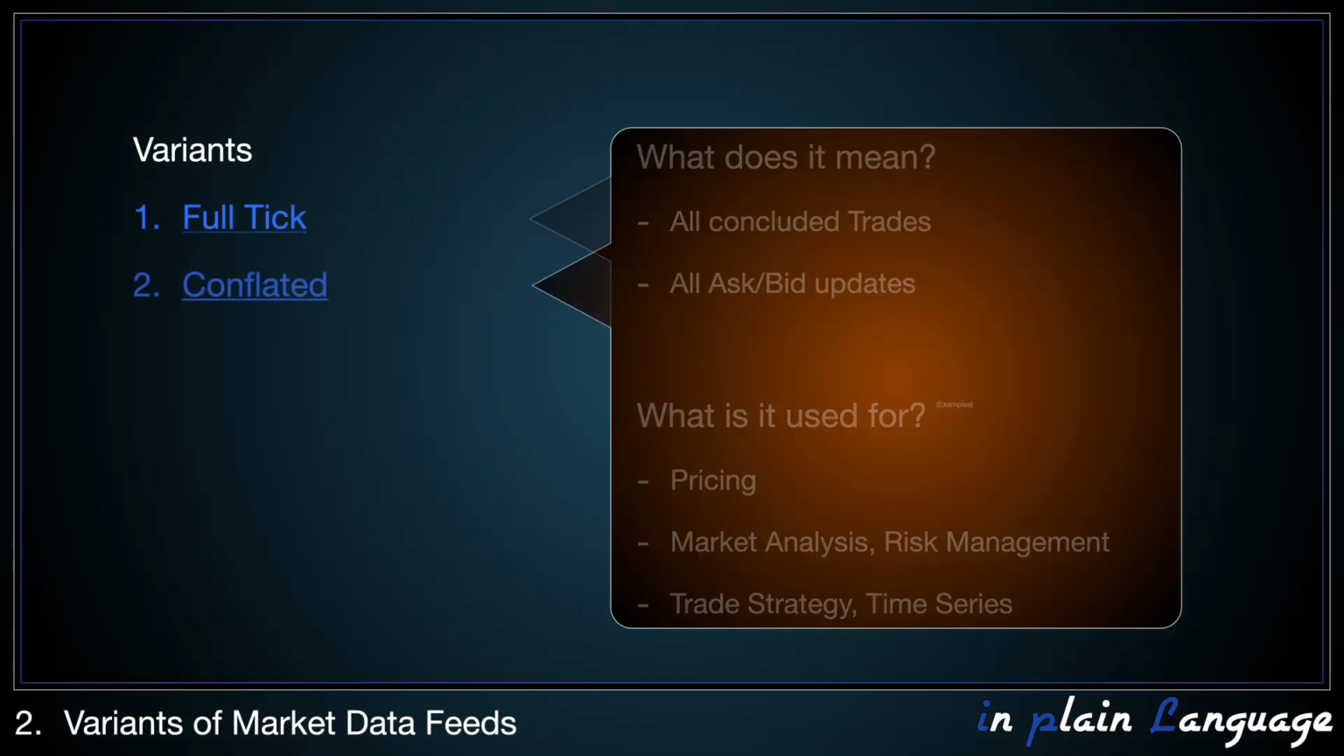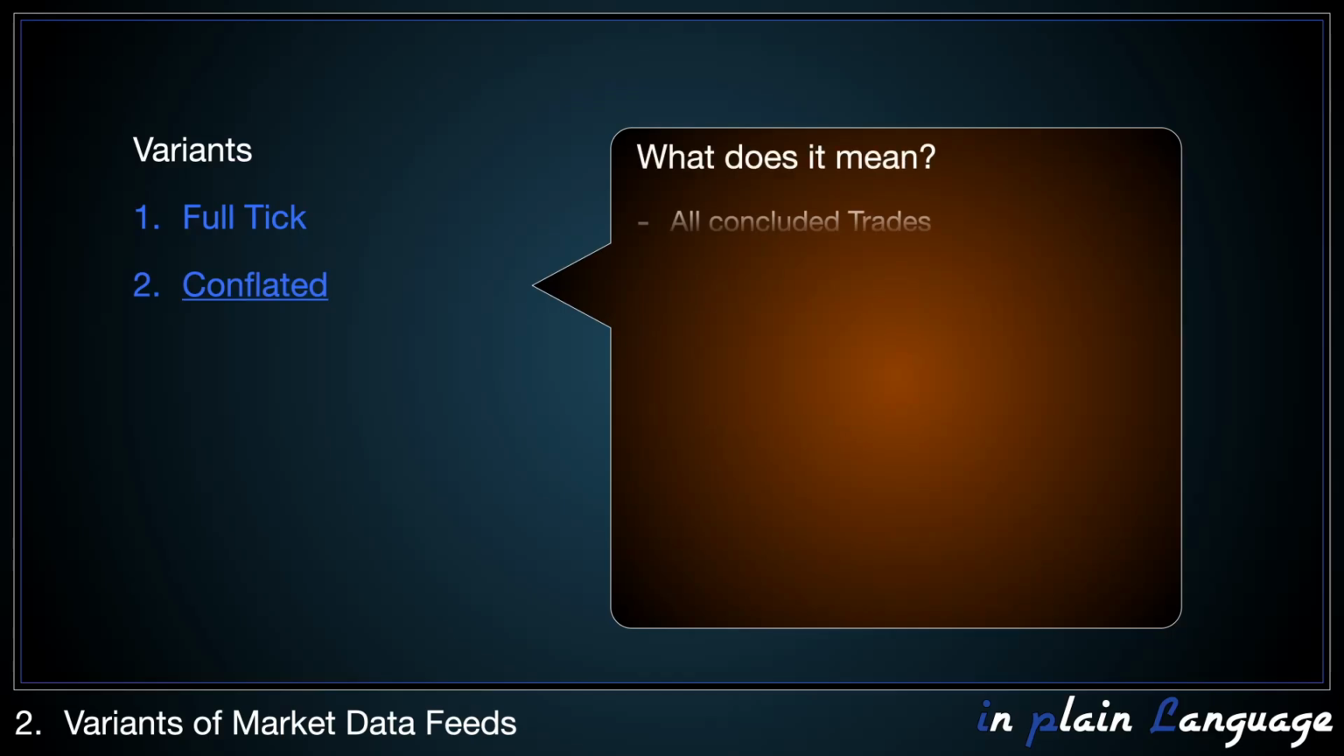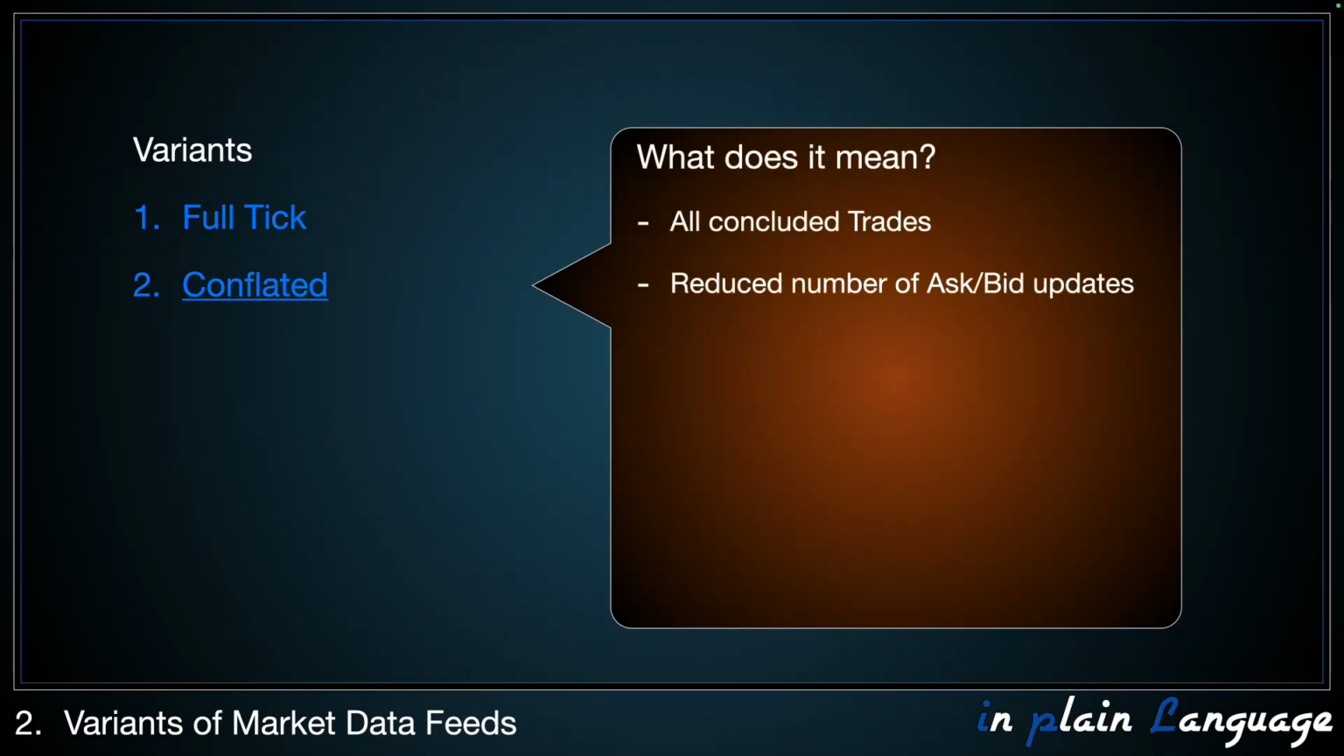Next we have the conflated feed. A conflated feed is usually trade safe. This means all concluded trades will be displayed. Unlike full tick feed, however, conflated feeds will only show you a reduced number of quote updates. So you will not get all your bid and ask updates, but only a limited number.